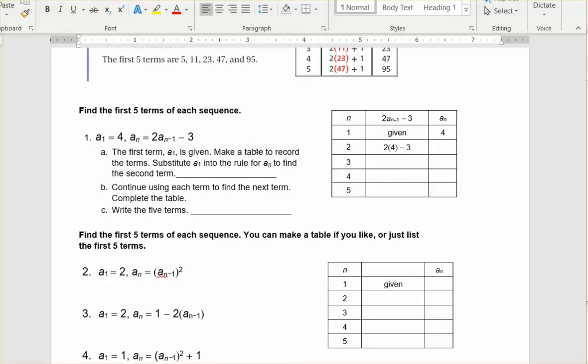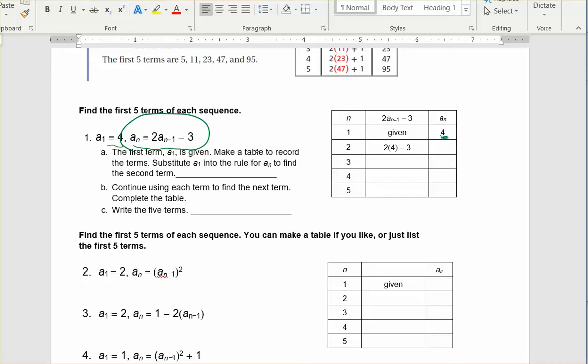So let's look at number 1. The first term is given to you, a sub 1 equals 4. And then they also tell us the rule. The rule says to take 2 times the term before it, and then minus 3. So they have to give you the first term in order to start the process. So they're giving us the first term is 4.